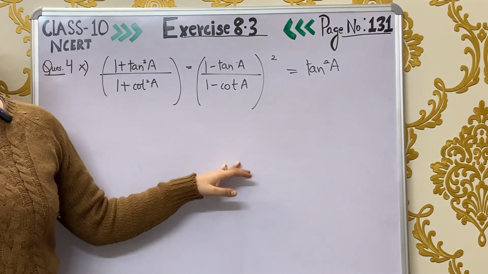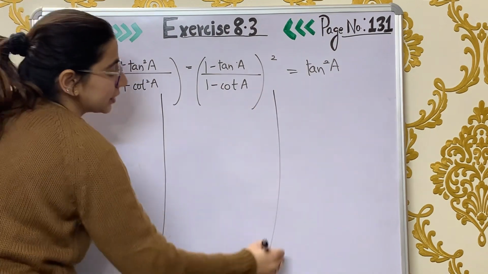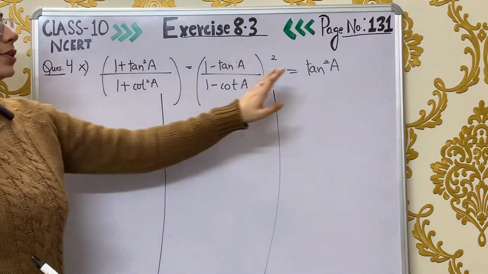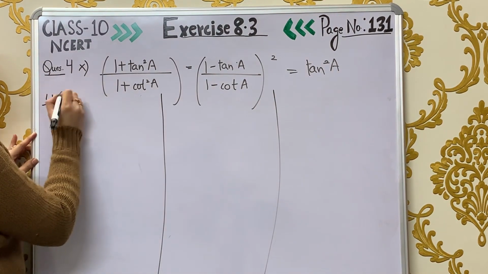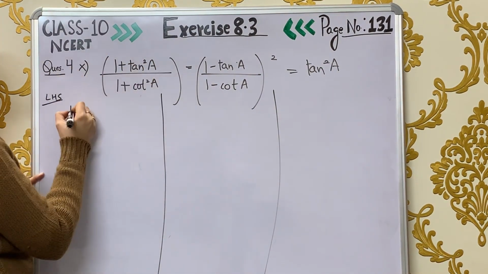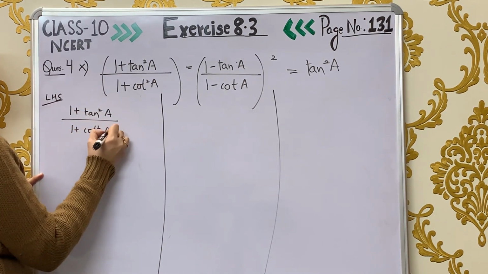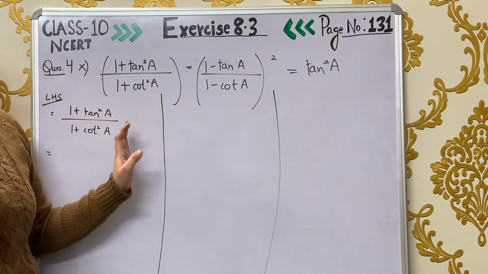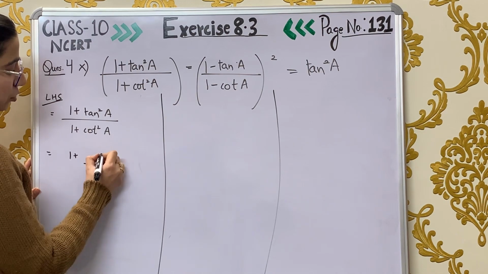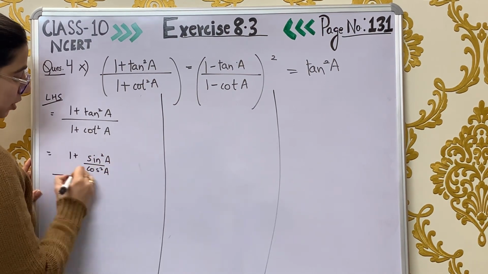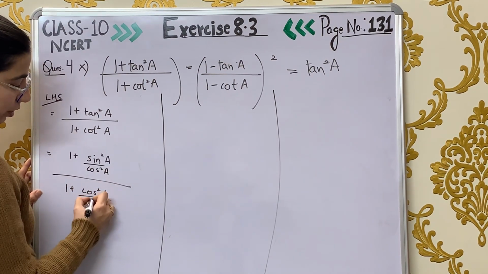Moving on to the last question of the exercise and the chapter, we would have to do it in two ways. First, we'll prove this is equal to this and this is equal to this. So consider this LHS. Firstly, we are considering this: 1 plus tan square a upon 1 plus cot square a. Let's convert tan and cot in terms of sine and cos. Tan is going to be sine by cos, so it's going to be sine square a upon cos square a. And here it's going to be 1 plus cos square a upon sine square a.